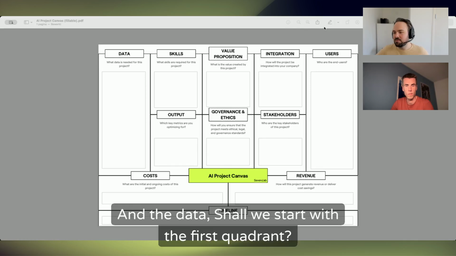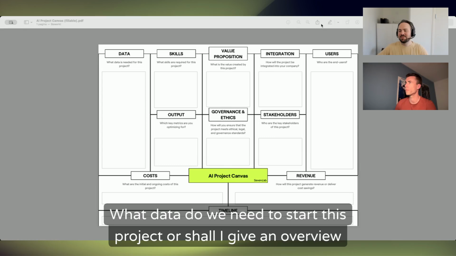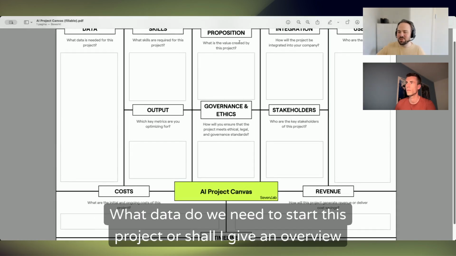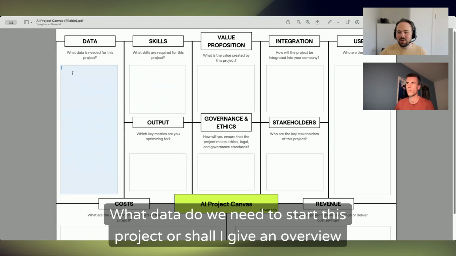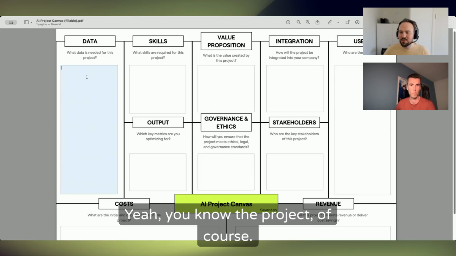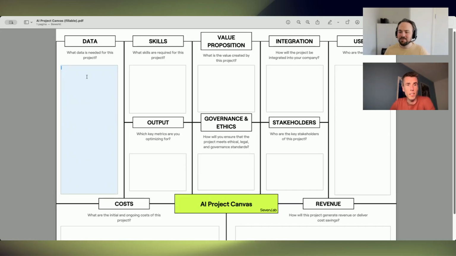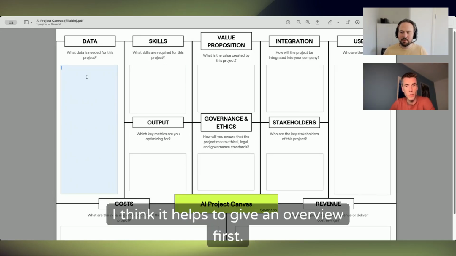And the data, yeah. Shall we start with the first quadrant? What data do we need to start this project, or shall I give an overview first? Yeah, you know the project, of course. I think it helps to give an overview first.